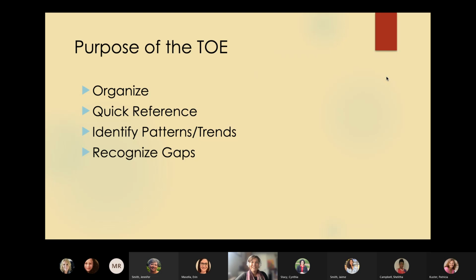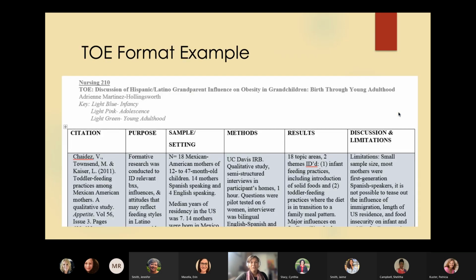So the purpose of the TOE is to organize, but it's also a quick reference for you when you're planning your intervention or when you're actually writing up the paper that's going to result. It'll help you identify patterns and trends in the research that's out there that will help you kind of understand what's been tried before. It was something that seemed really interesting. How come it was just kind of stopped? Nobody does that anymore. You'll be able to see some larger things by laying it out this way. And of course, you can recognize gaps, which is super helpful if you're at the very beginning of your research process.